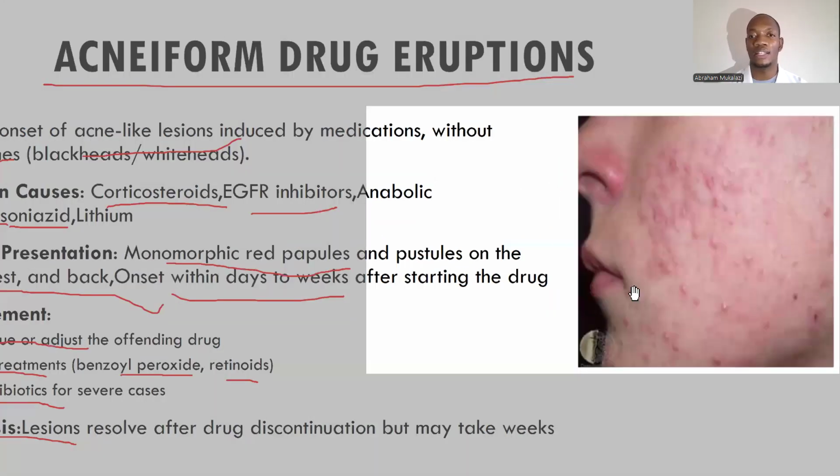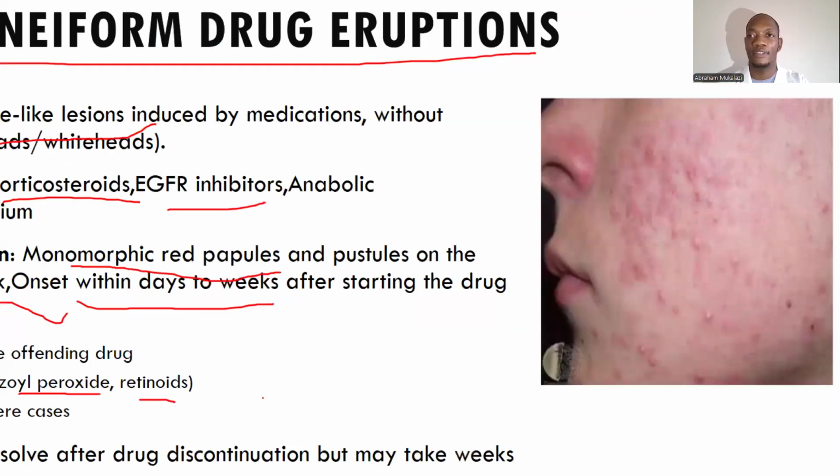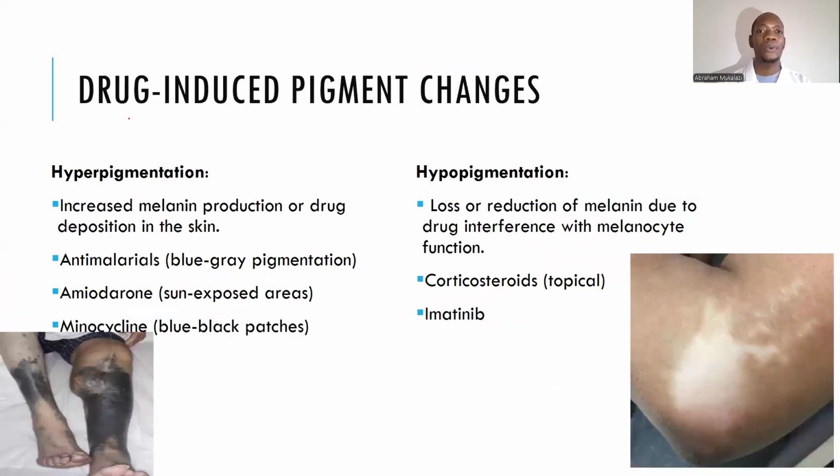Usually it takes long. So this is how it will look like. It will look like acne without comedones, and then it will be more extensive, covering the ears, the back of the neck, the chest, the trunk, and the rest of the body surfaces. So we can also have drug-induced pigmentary changes.